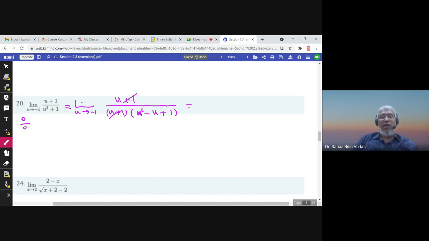I'll have 1 here in the numerator. And if you replace u by -1, I have 1 plus 1 plus 1. So it's 1 over 3.